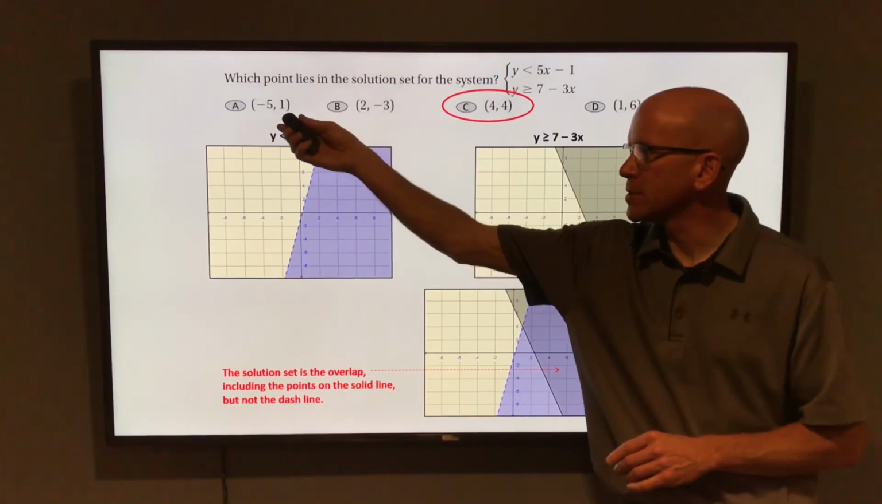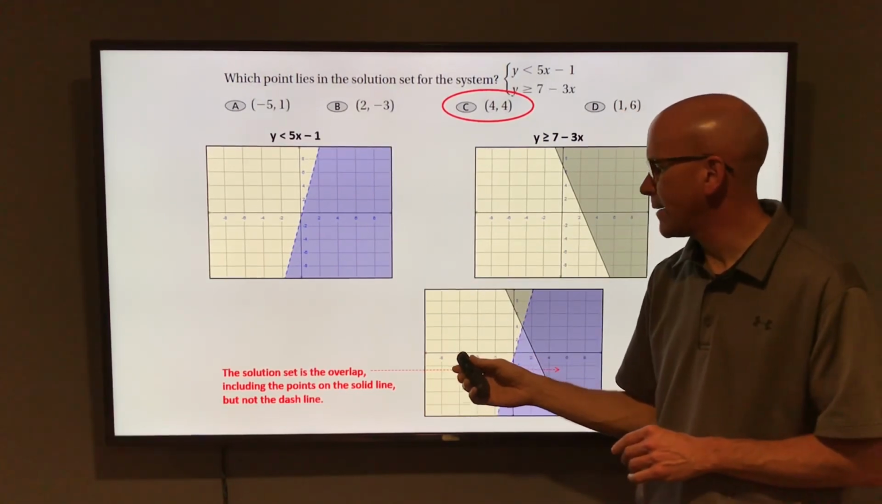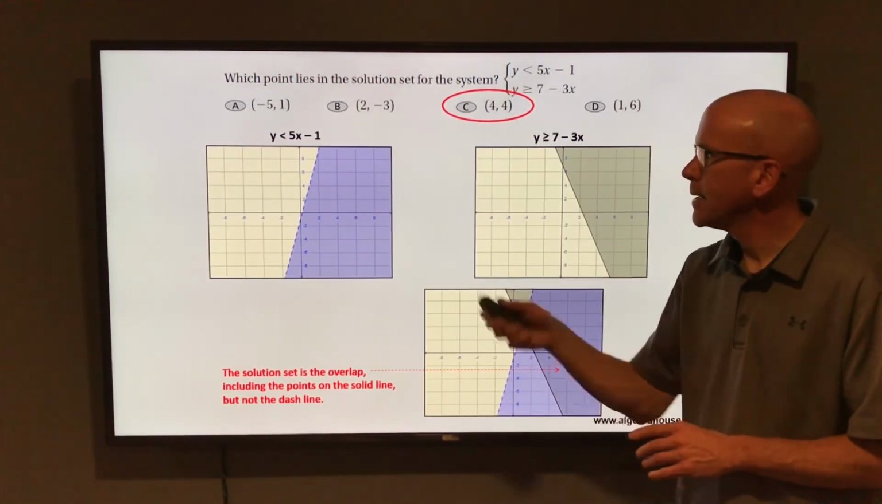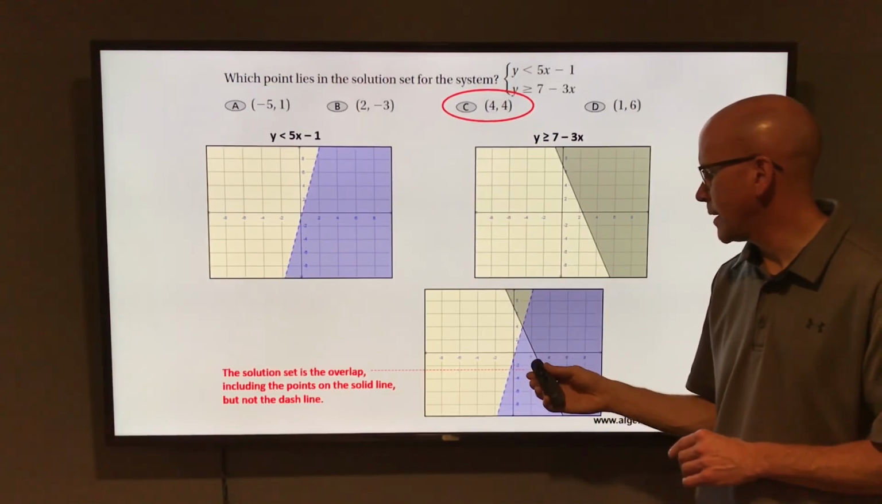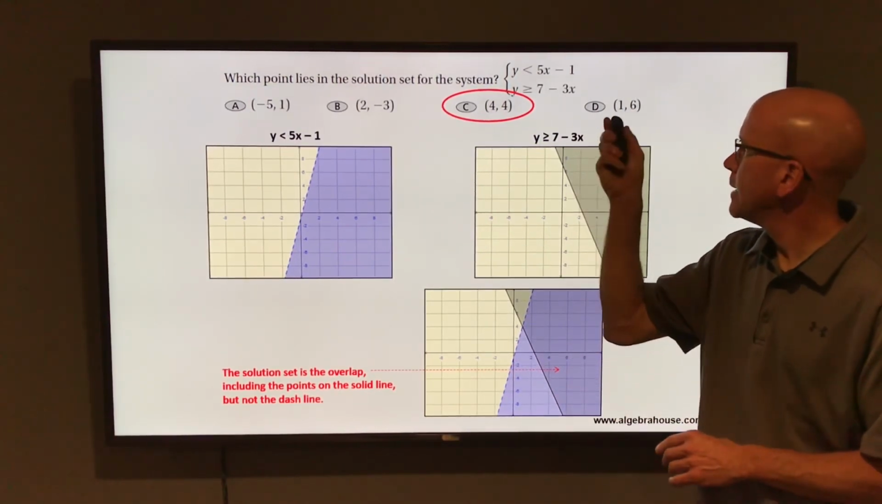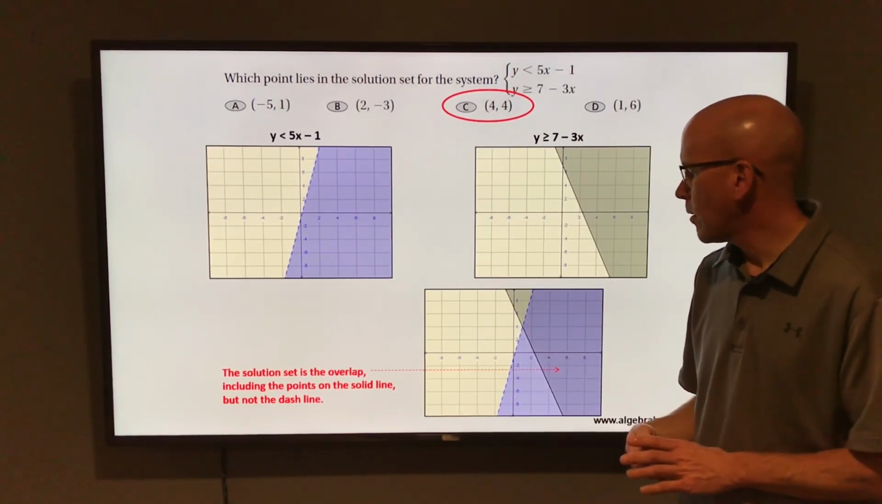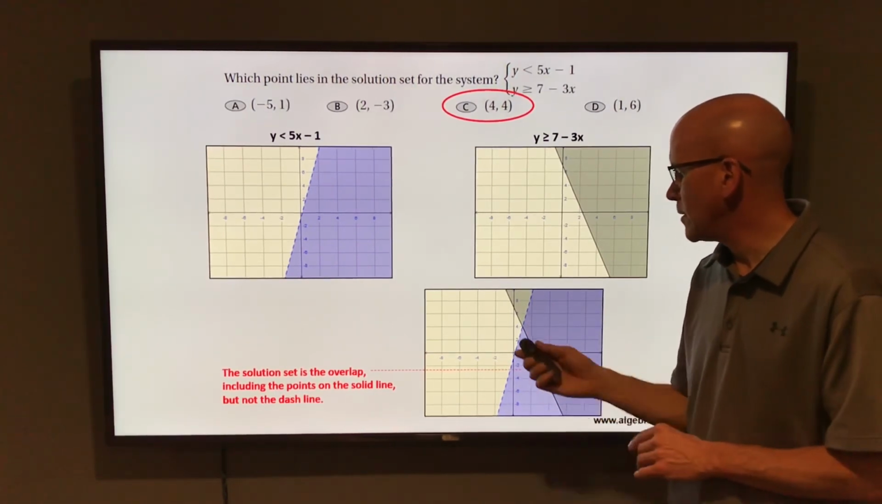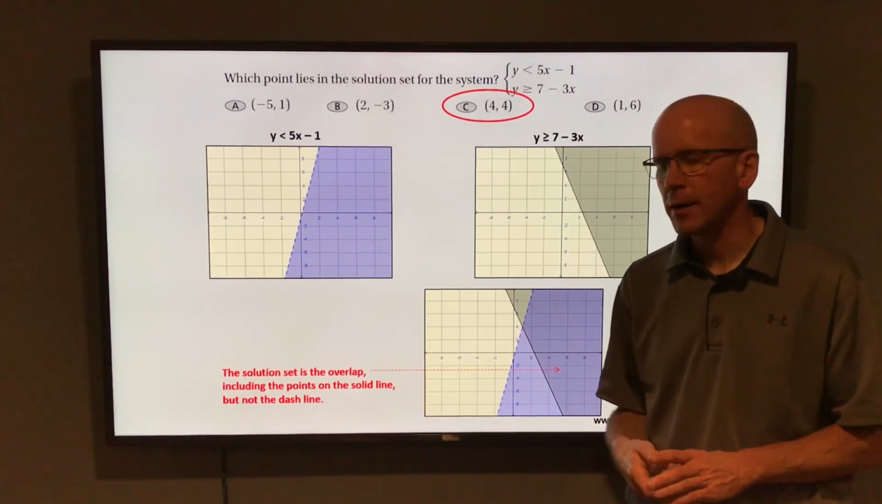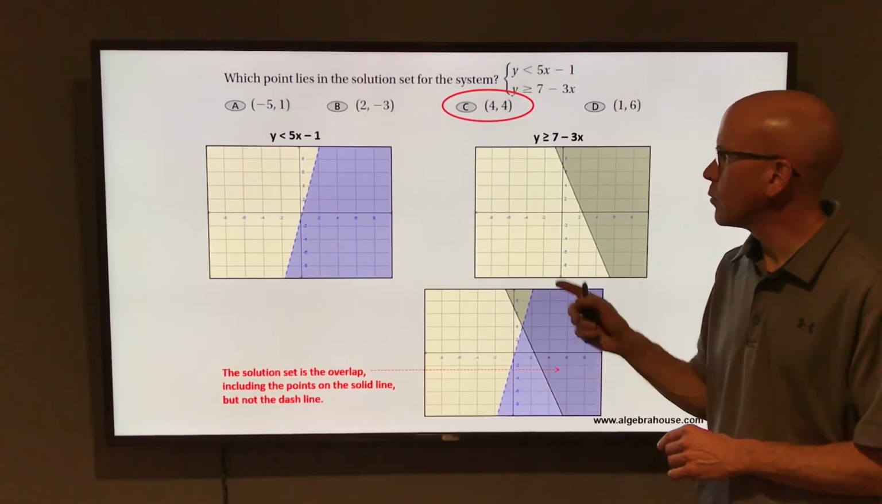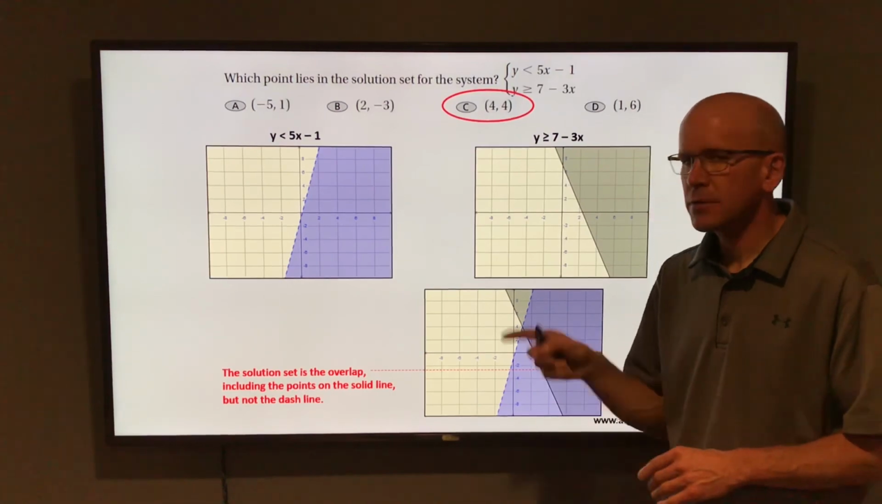If you check the other ones, negative 5, 1, you would be going to the left 5 and up 1, that point is not in the overlap. 2, negative 3, if you go to the right 2 and down 3, not in the overlap. And 1, 6, go to the right 1 and up 6, almost, but that is not in the overlap. Very close, but not quite. So in the overlap here would be the point 4, 4. Letter C is the answer to that.